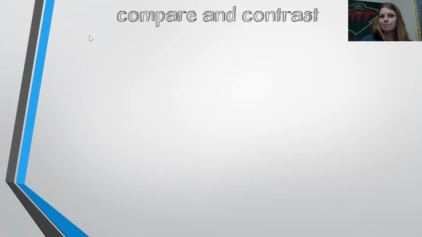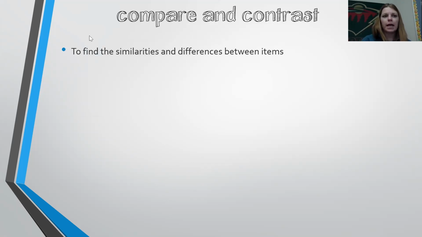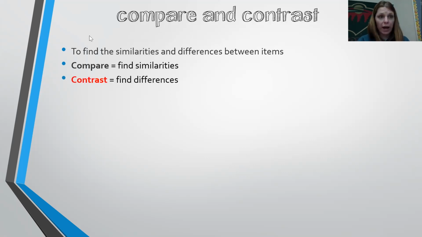2 more. Compare and contrast. Compare and contrast is to find the similarities and differences between items. Compare means find similarities. How are they the same? How are they similar? Contrast means what are the differences? So compare and contrast are 2 actual separate things.